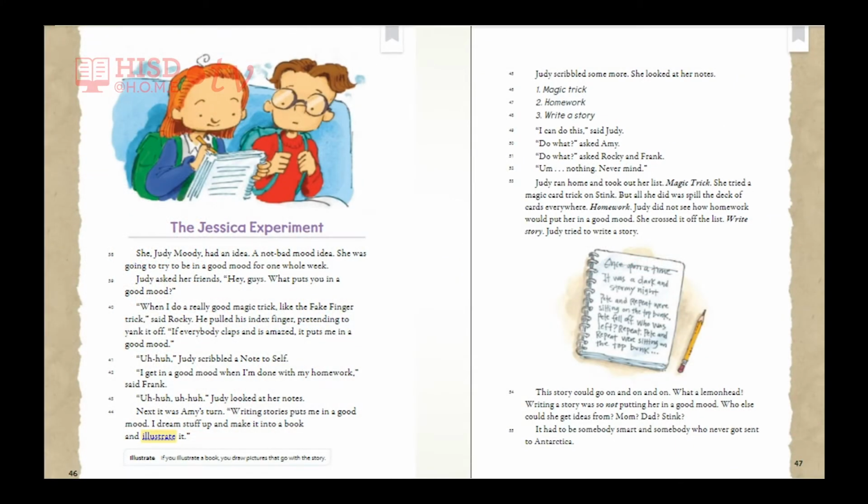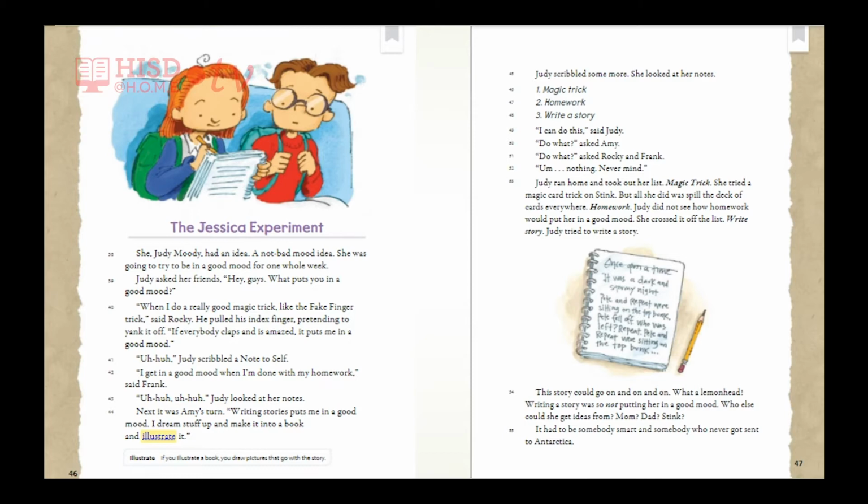The Jessica Experiment. She, Judy Moody, had an idea, a not-bad-mood idea. She was going to try to be in a good mood for one whole week. Judy asked her friends, "Hey guys, what puts you in a good mood?" "When I do a really good magic trick, like the fake finger trick," said Rocky. He pulled his index finger, pretending to yank it off. "If everybody claps and is amazed, it puts me in a good mood."